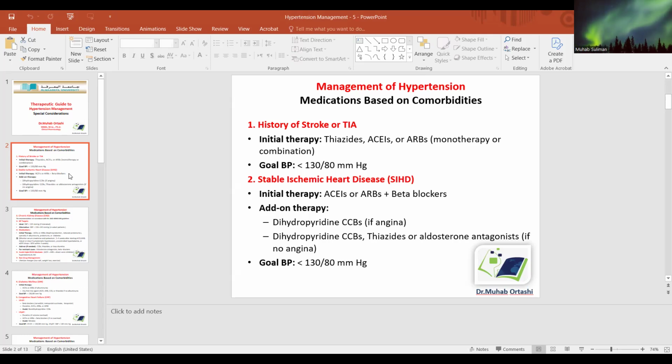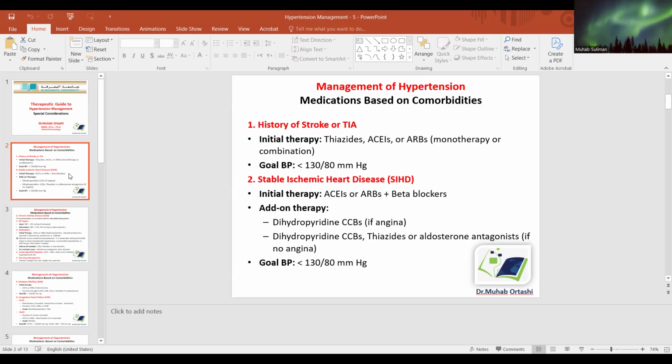Firstly, if the patient has a history of stroke or transient ischemic attack, we can use any of the first line treatment, except the calcium channel blockers. So we use thiazide, ACE inhibitors, or ARBs in this patient, as monotherapy or as a combination. The combination could be more beneficial for the patient if has a stroke. And the target should be below 130 and 80 by using the drugs.